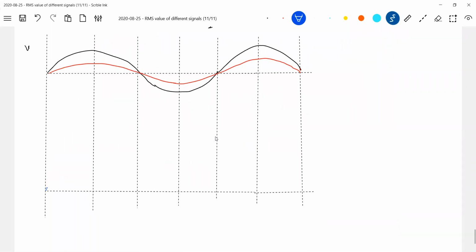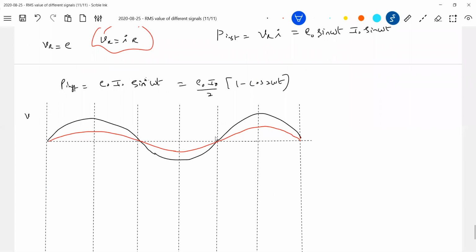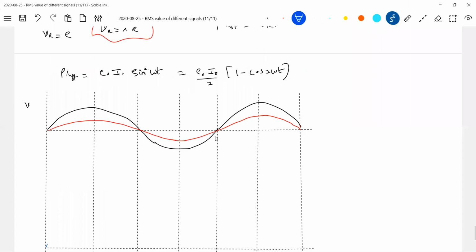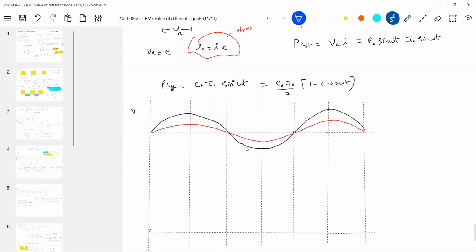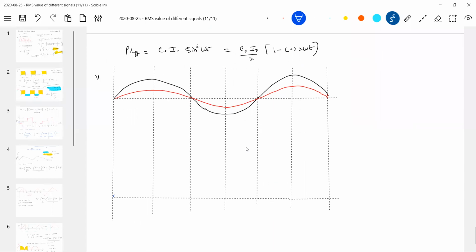Initially it should be 0, no? Then maximum. Put t equal to 0, instantaneous power should be 0. I'll make it a little bit small. These are the intervals of time: T by 4, T by 2, 3T by 4, T, 5T by 4, 3T by 2. This is voltage and this is the current.